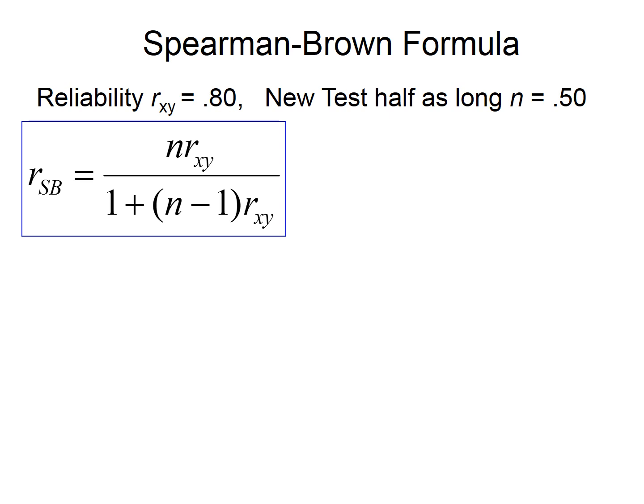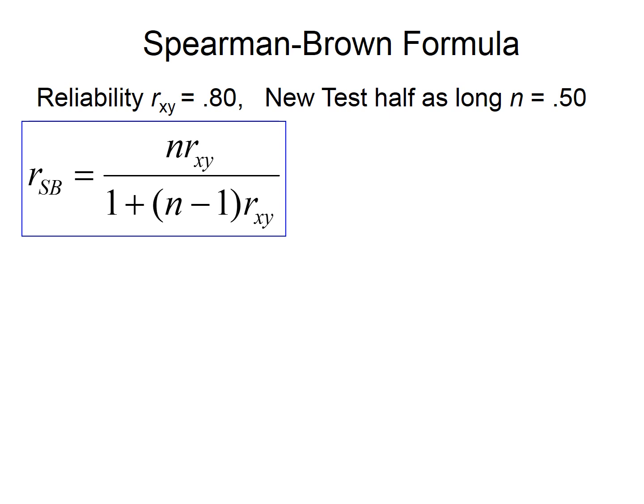And wherever we see an R with the little XY subscript, we put the reliability of the current test. So in this case, we had a reliability of 0.8, and we want to ask what happens if we cut that test in half. So the top of the equation becomes 0.5, cutting the test in half, times reliability 0.8, and the bottom of the equation becomes 1 plus 0.5, cutting the test in half, minus 1, multiplied again by reliability.